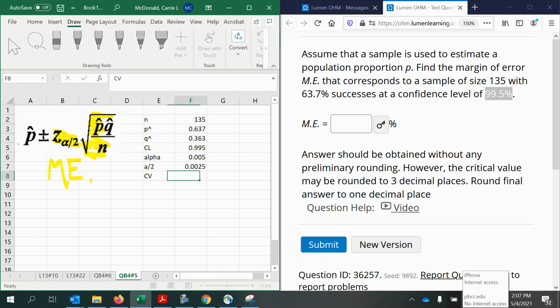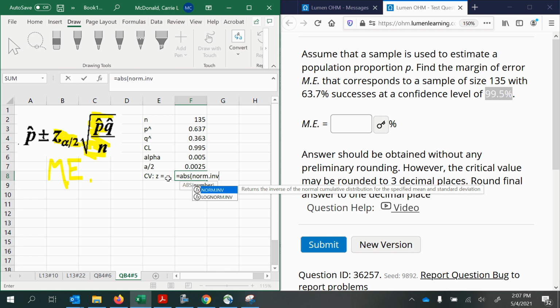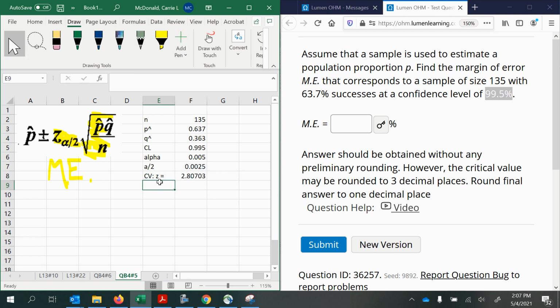Now our critical value when calculating margin of error should always be positive. And in this case, it's a z-score, so we're going to use absolute value to make it positive, norm dot inverse because it's a z-score, and the probability is 0.0025, the mean is 0, and the standard deviation is 1. So there's our critical value.